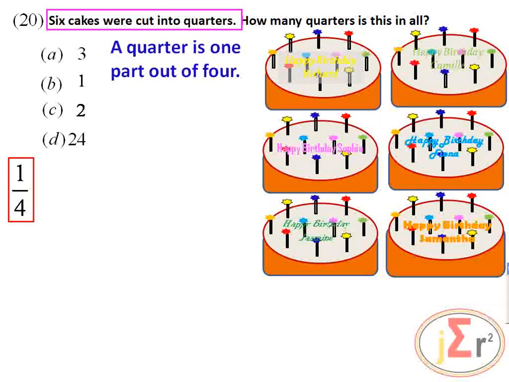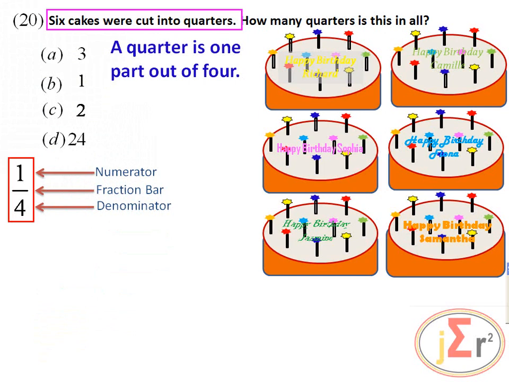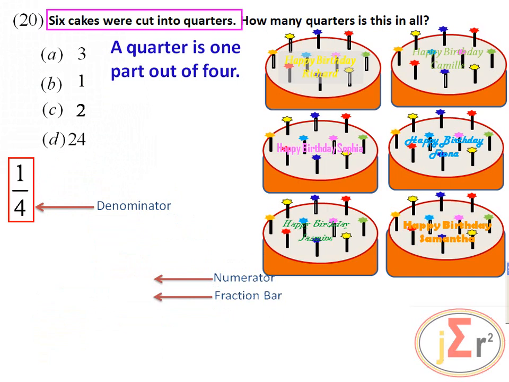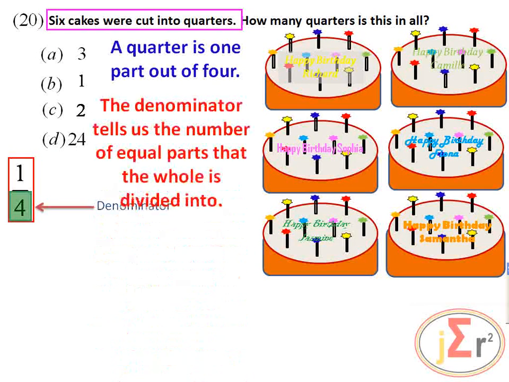A quarter is 1 part of a whole if the whole is divided into how many parts? For a quarter, the whole must be divided into 4 equal parts. So we have the numerator, the fraction bar, and the denominator. The denominator is 4, and that tells us that the cake is divided into 4 equal parts. So each cake is divided into 4 equal parts.